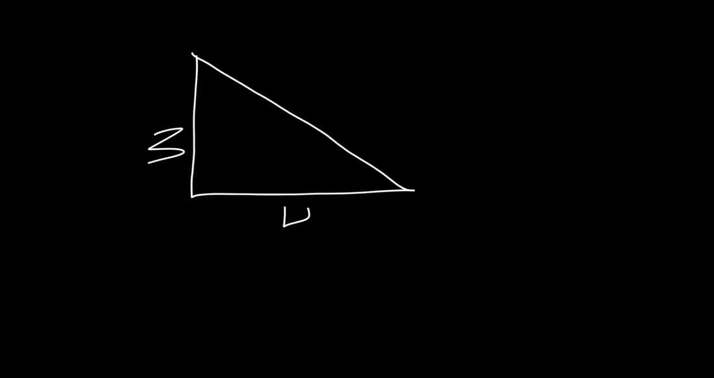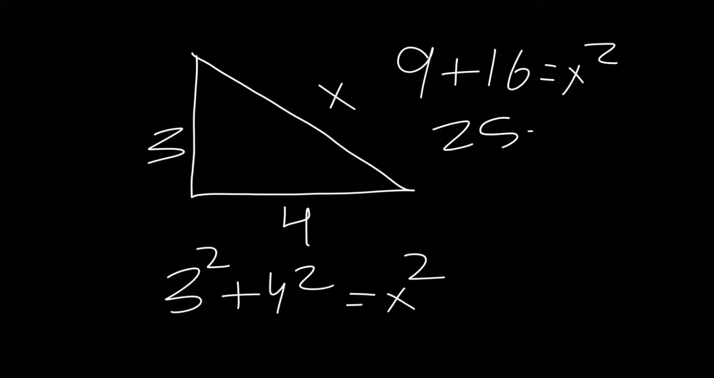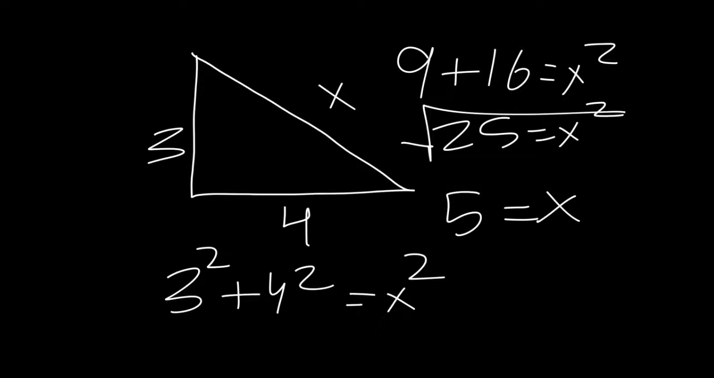And then to find the third leg, the hypotenuse of a right triangle, let me just draw this out here. You have 3, you got 4, and then you got x. So you have 3 squared plus 4 squared equals x squared. 3 squared plus 4 squared is just 9 plus 16 equals x squared. 25 equals x squared. And then if you square root it all, you get 5 equals x. So your hypotenuse, therefore, is 5.